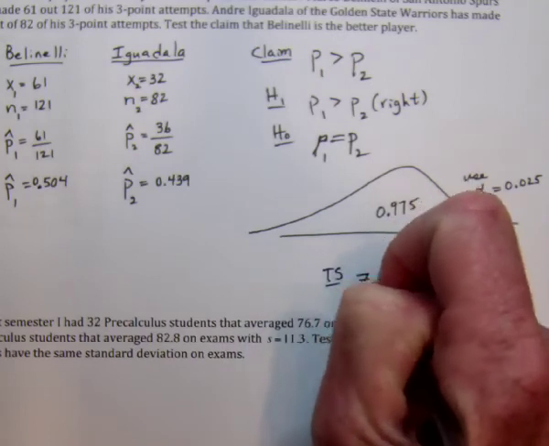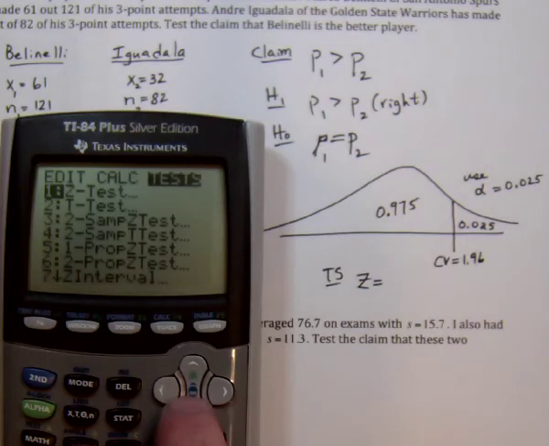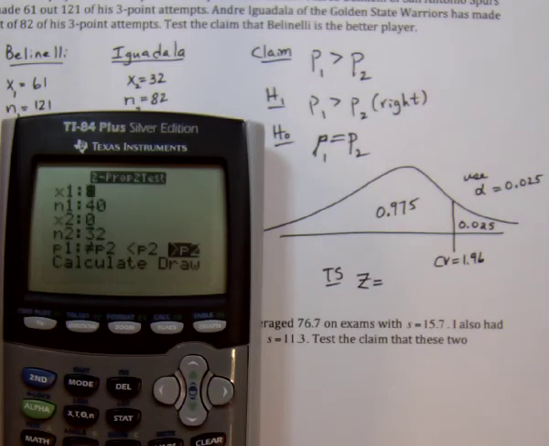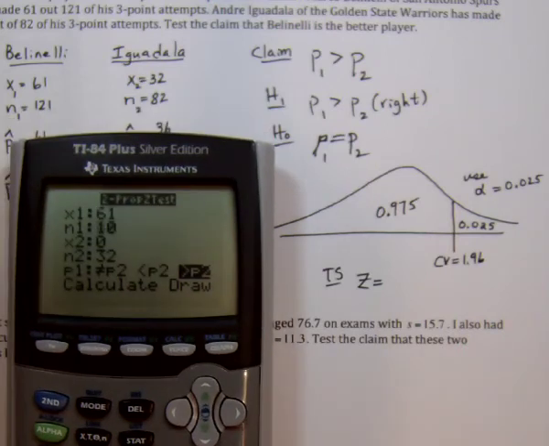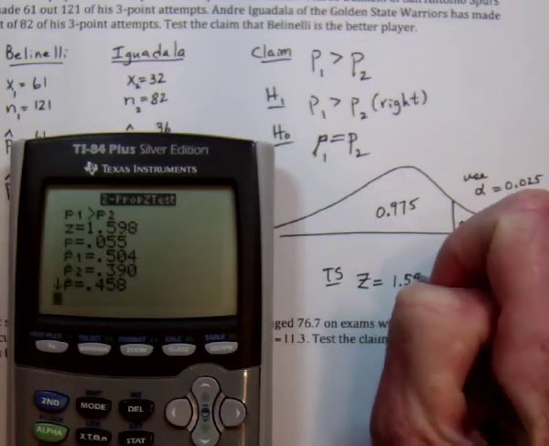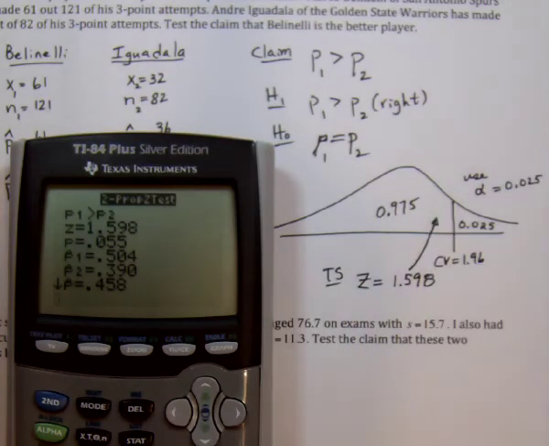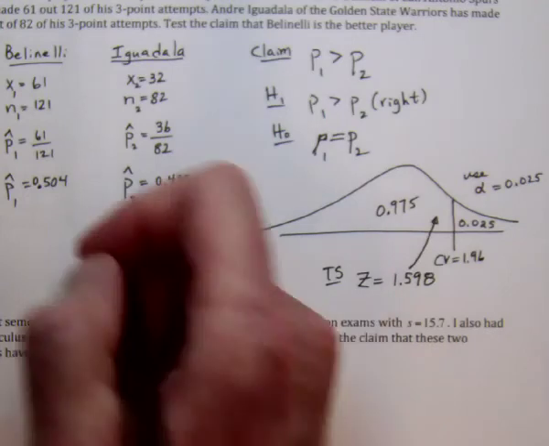And then for the test statistic, it's going to be a z-test. Everything about proportions is z. So we've got it right here. 2 proportions z-test. So the first person, number 1, has 61 out of 121. The other person has 32 out of 82. And then we need it pointing to the right, and that's all you have to tell it, then calculate. So it turns out that it's a 1.598. And a 1.5 does not go past a 1.96, so it's going to be fail to reject. We cannot make a conclusion.